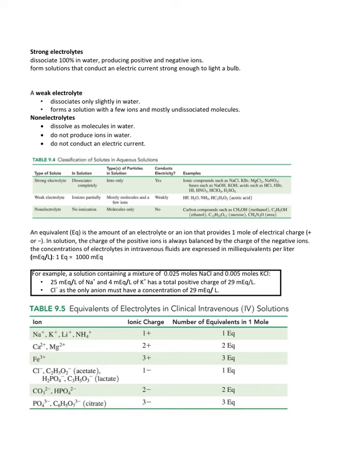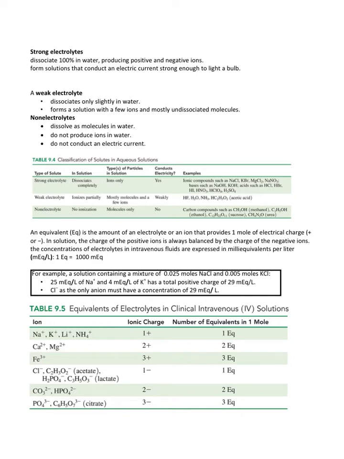You will remember that ions are atoms that have gained or lost electrons to form either a positive or a negative charge. So again, strong electrolytes dissociate in water, producing positive and negative ions. These form solutions that can conduct an electric current strong enough to light a light bulb.